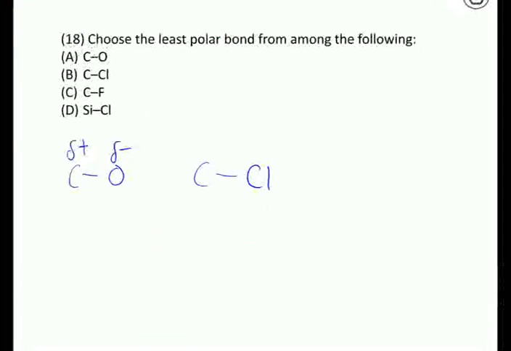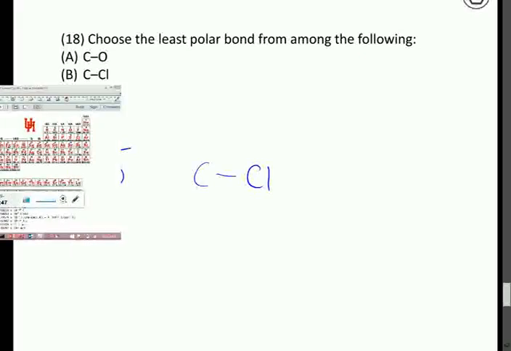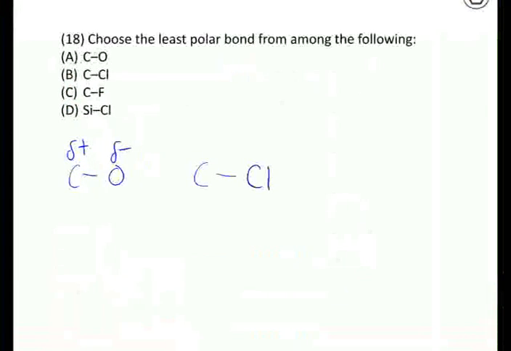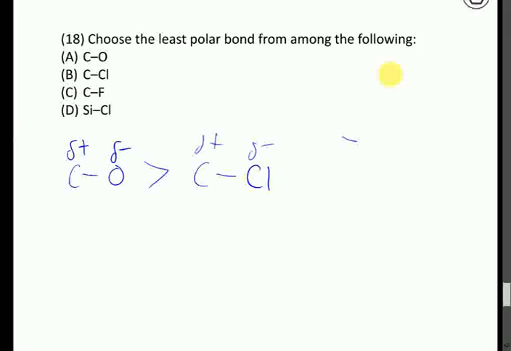So because of this, chlorine is still more electronegative than carbon, but chlorine is less electronegative than oxygen. Okay, because oxygen is the second most electronegative atom on the periodic table. So because of this, the carbon-chlorine bond is going to be less polar. So that means carbon-oxygen is greater than carbon-chlorine because we're looking at delta EN, the difference in electronegativity. So the difference in electronegativity is smaller here than it is here.